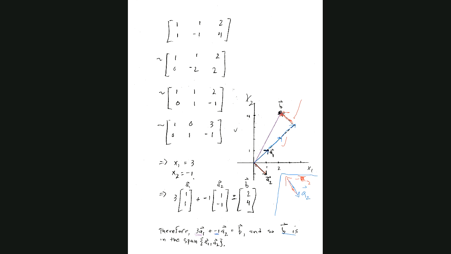I could ask you for a geometric representation, Moshe. Sure, I could ask you to draw a picture. If the equation came out to be 3a1 plus 1a2, then b would be in the span, because if you can write a vector as a linear combination of a1 and a2, then that vector is in the span of a1 and a2.